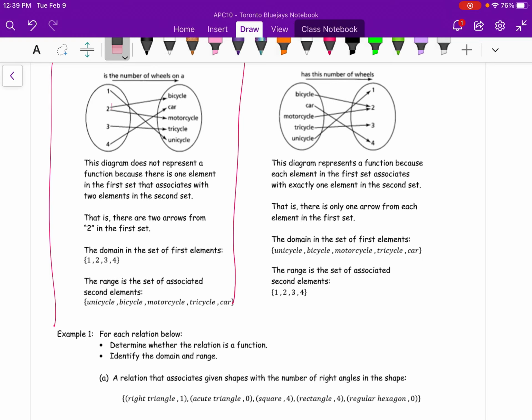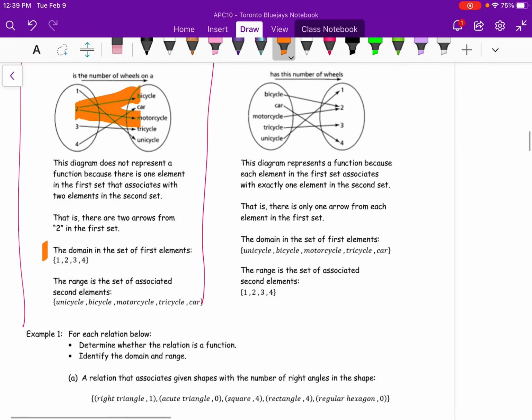There is one element in the first set that is associated with 2 elements in the second set. So 2 is associated with a motorcycle and a bicycle. That is 2 arrows from 2 in the first set. The domain is the set of the first elements: 1, 2, 3, 4. The range is associated with the second elements: unicycle, bicycle, motorcycle, tricycle, and car.